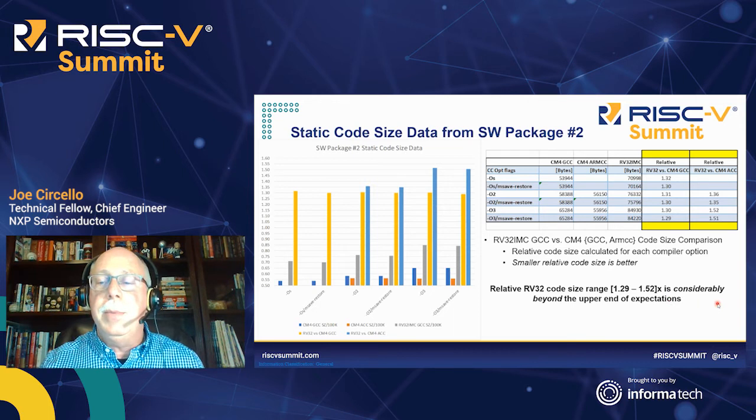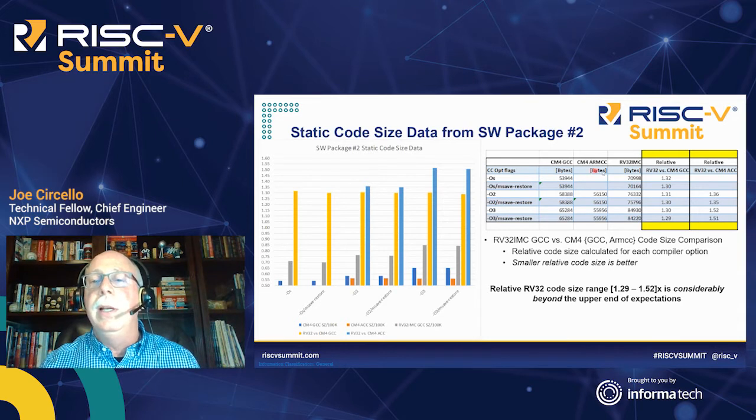This is the same type of presentation on software package 2. Again, if we look at the tabular form, we've got the GCC results for Cortex M4 listed here. This analysis also looked at the ARM C compiler, and you can see the results from that. And then those are compared against the RV32 IMC GCC results, which are listed here.